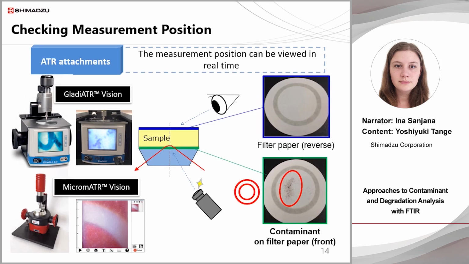There are ATR attachments that can solve this problem of sample positioning. The Gladiator Vision and Micrometer Vision, shown here, can show the area being measured in real time. The camera on the measuring surface side transmits an image to a monitor on the ATR device or on a PC. It's easy to adjust the sample position to measure contaminants on the surface and discolored areas directly.